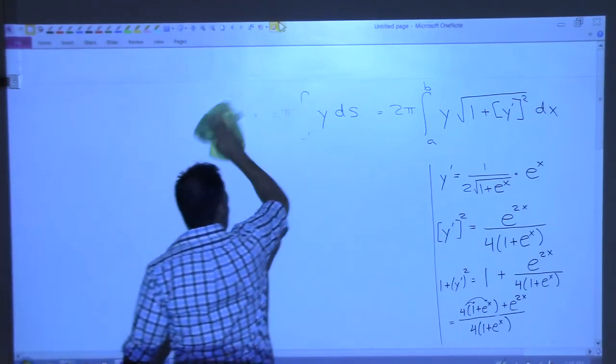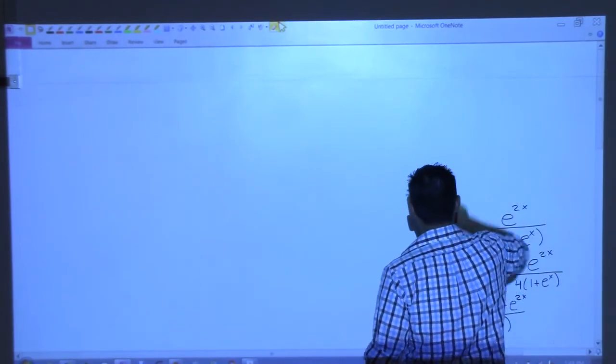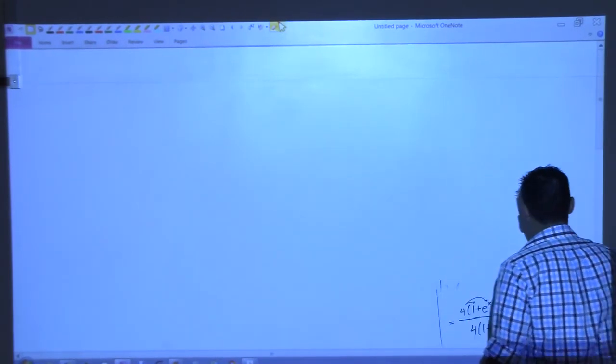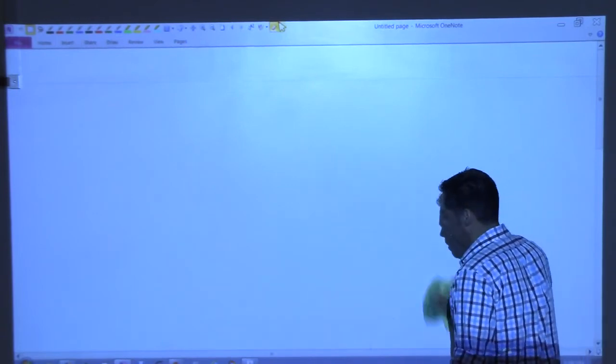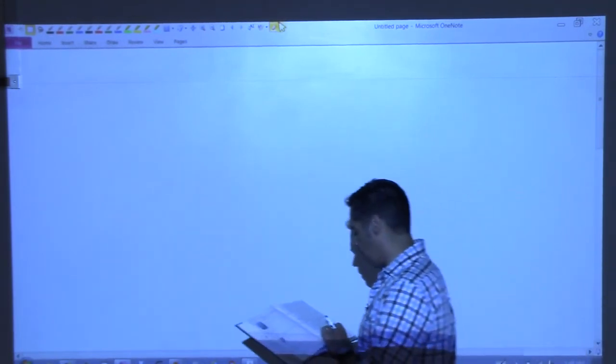Okay, let's do another one. How does this seem to you all? Do you miss integration techniques right now, or this is okay? All right, let's try this one.